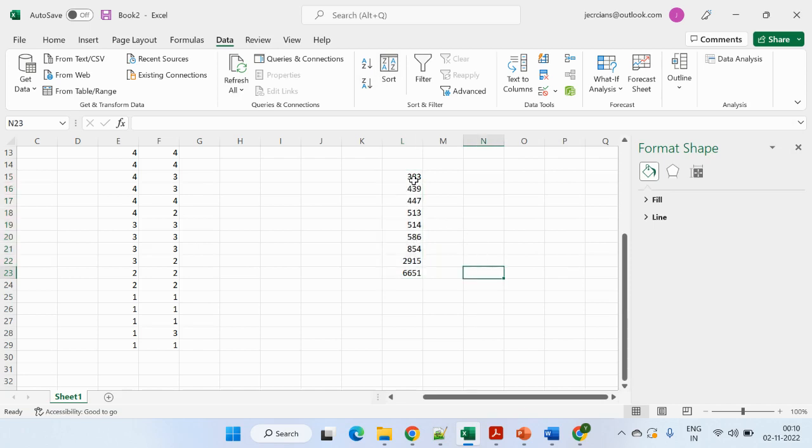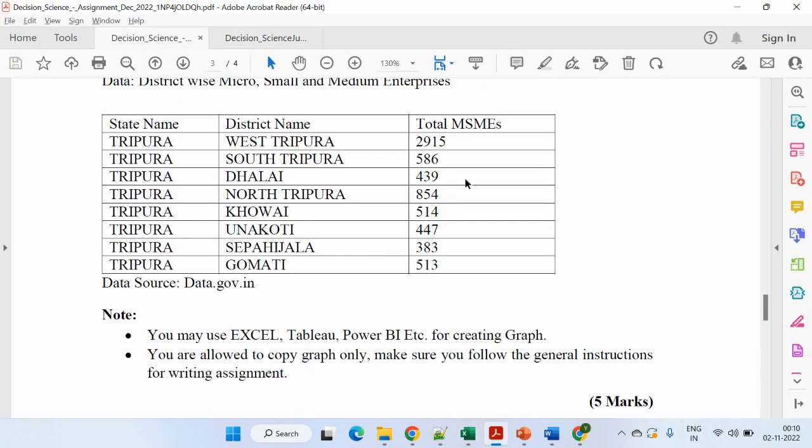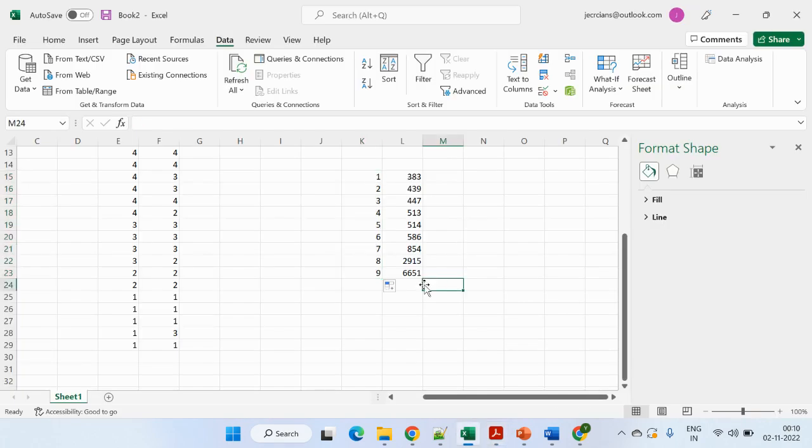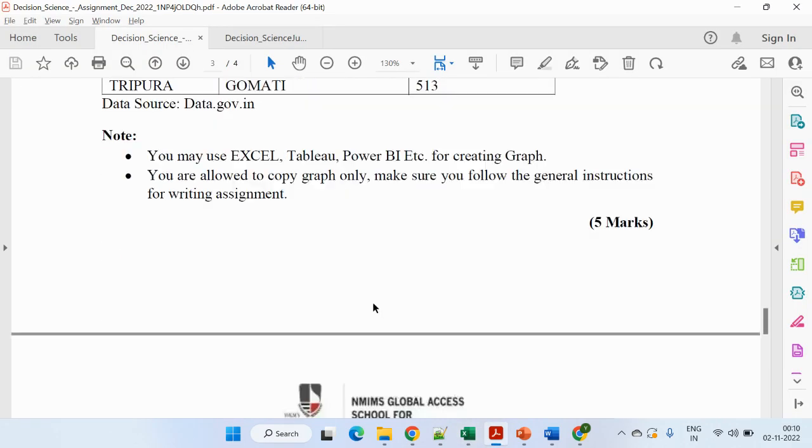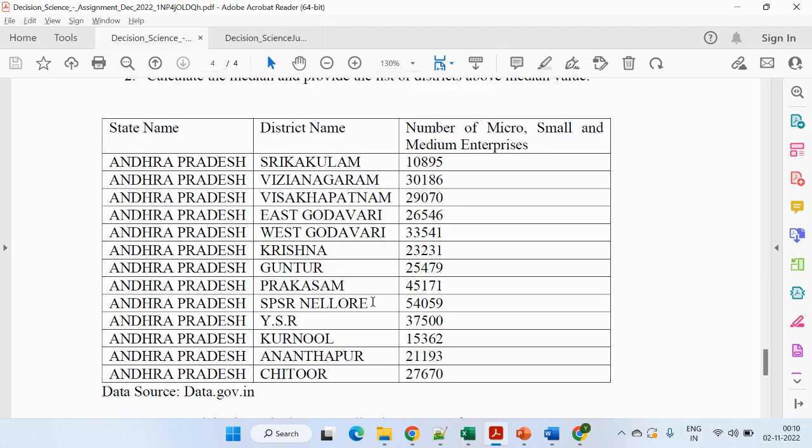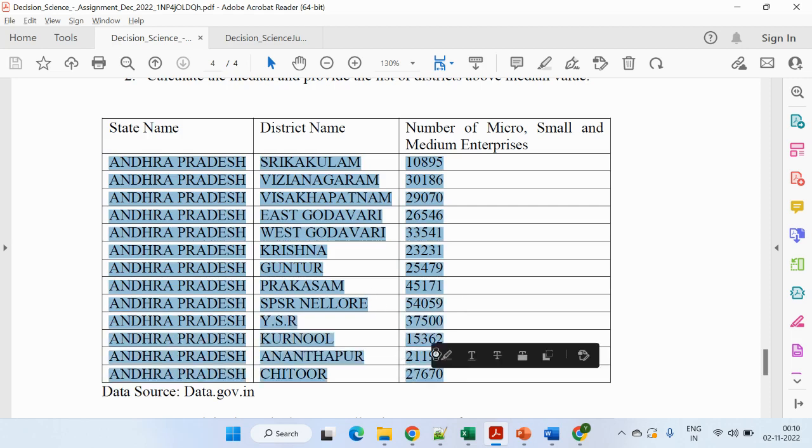So if you talk about the middle value, if I do the numbering, there are a total of 9 values, right? These are the 9 values. So the middle value or median will be 514, right? And in the question it's being asked... oh sorry, I think I have mistakenly used a different question. So for calculating the median we are having these values. So let's quickly see.